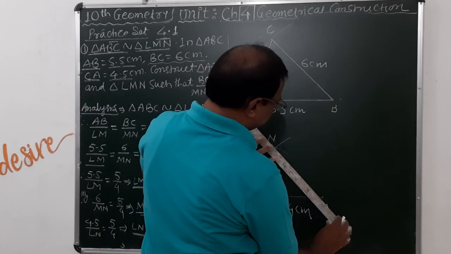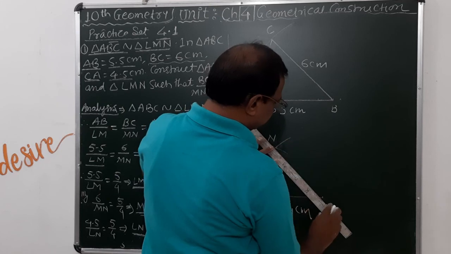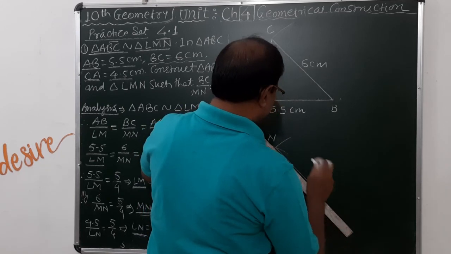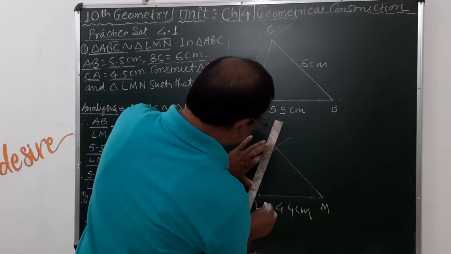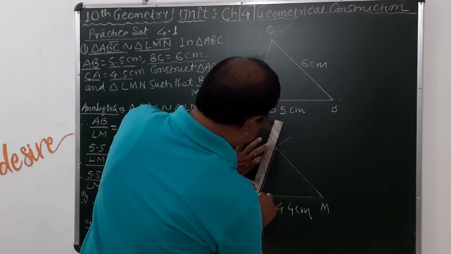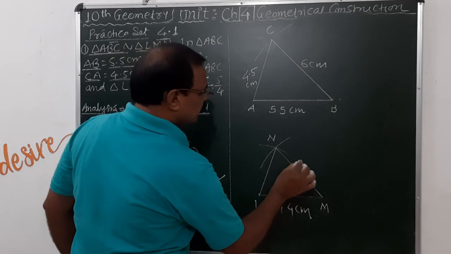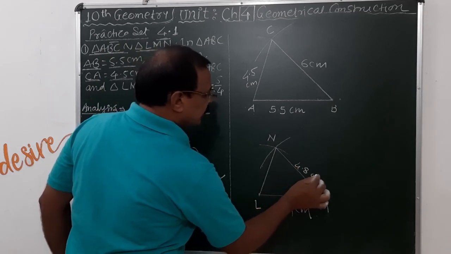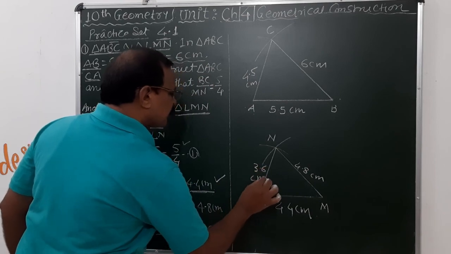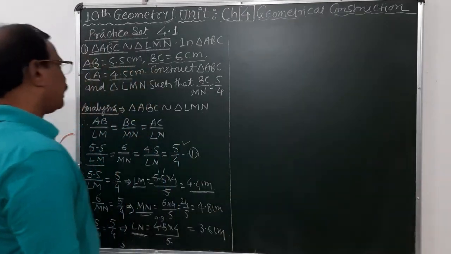Join point M to N and point L to N. So the dimension of this is 4.8 centimeter, and this is 3.6 centimeter. So in this way, these are the two required triangles, triangle ABC and triangle LMN.